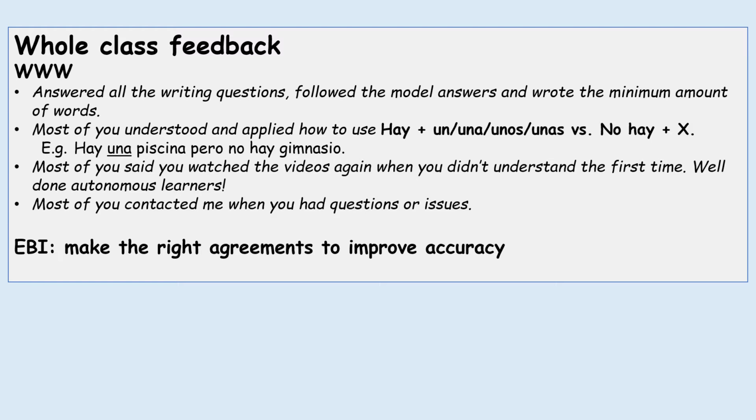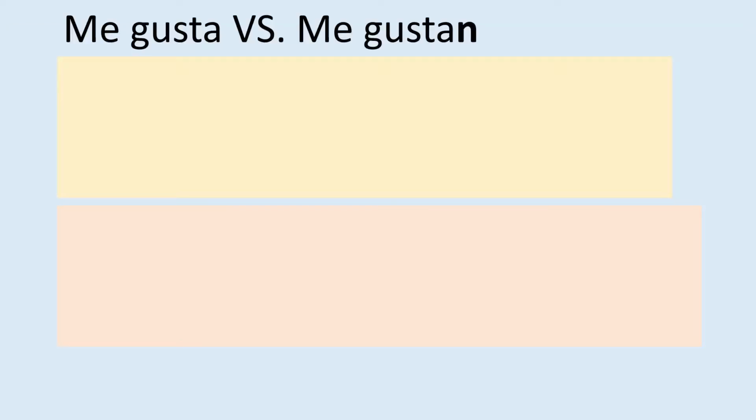However, we still have room for improvement, and we need to make the right agreements in our writings in order to improve accuracy. So let's see a little bit more in detail how to make right agreements. So let's see the difference between "me gusta" and "me gustan" with that N at the end, or "me encanta" y "me encantan". The rule also applies. Right, let's see.